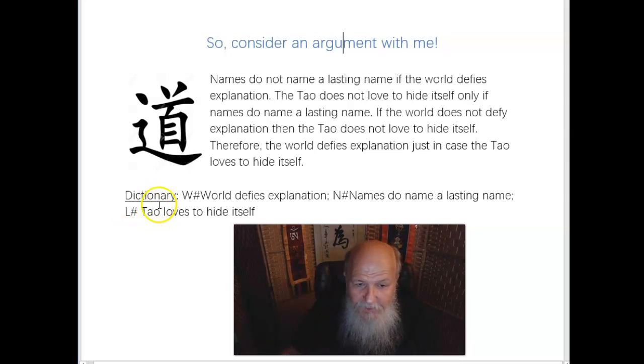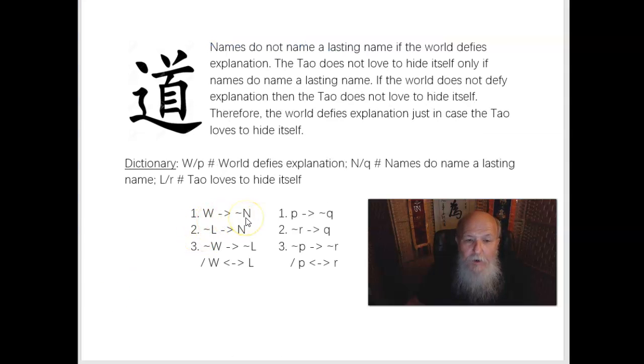We make ourselves a dictionary. We're going to let W be the world defies explanation, N be names do name a lasting name, and L for Tao loves to hide itself. We then translate our argument. Notice here I put the variables next to the constants so I could keep track of it when I put it into universal form.